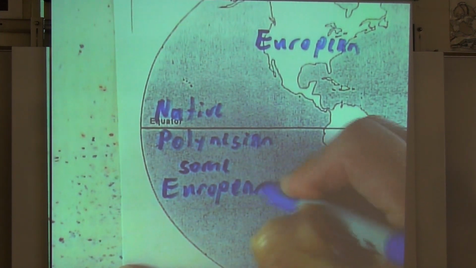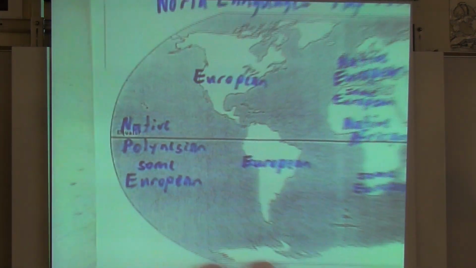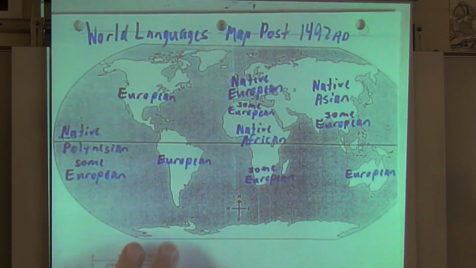All right, now this map is complete. And again, what I would say is, what is the thing that jumps out at you here? The thing that should jump out at you, and I think it is obvious, is what's the main word here? Well, it's European.